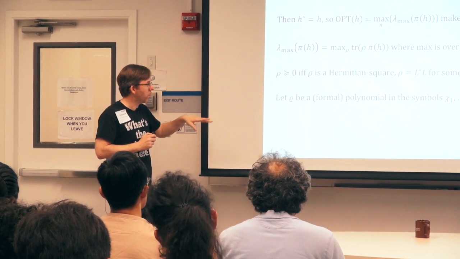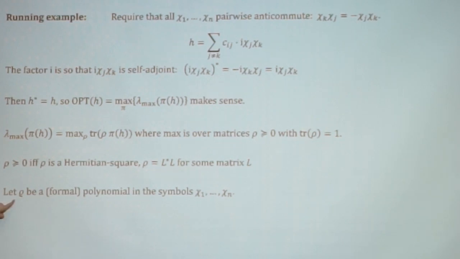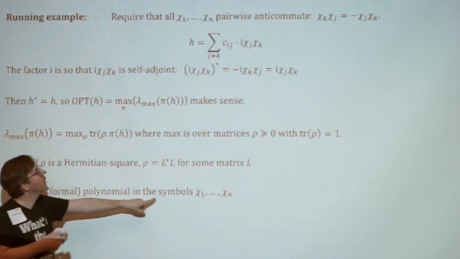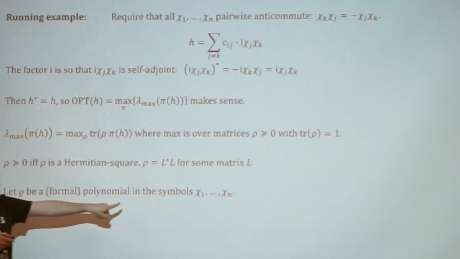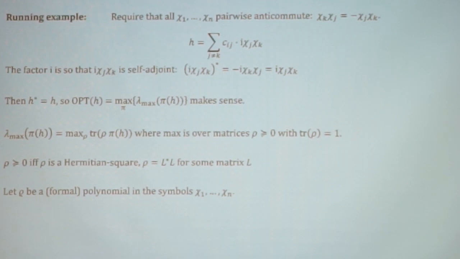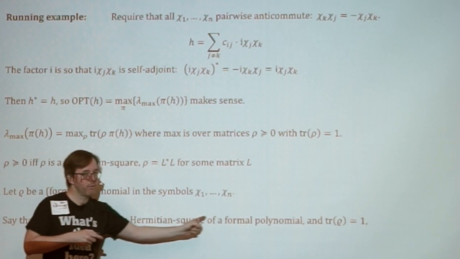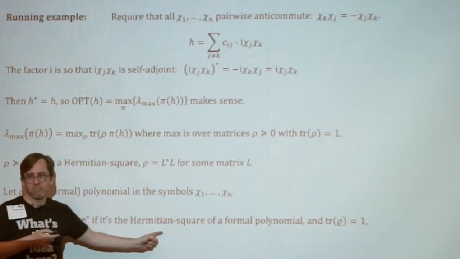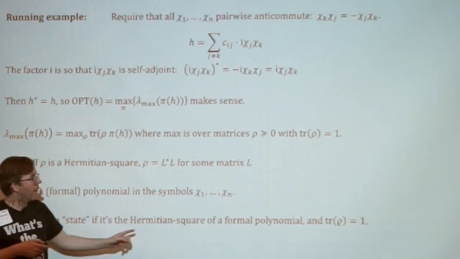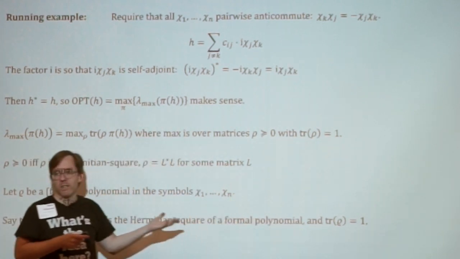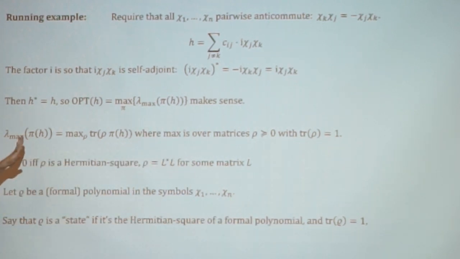Okay, here's the trickier part. This is var rho, right? Let var rho be a formal polynomial like this one in the symbols chi1 through chi_n. I'm going to call such a formal polynomial a state if two things happen. First of all, it's the Hermitian square of some formal polynomial, and its trace is 1. But what is the trace of a formal polynomial? It just means the constant term, the coefficient of the symbol 1.